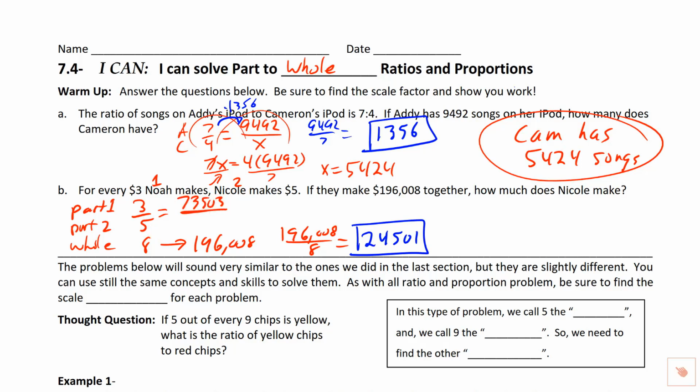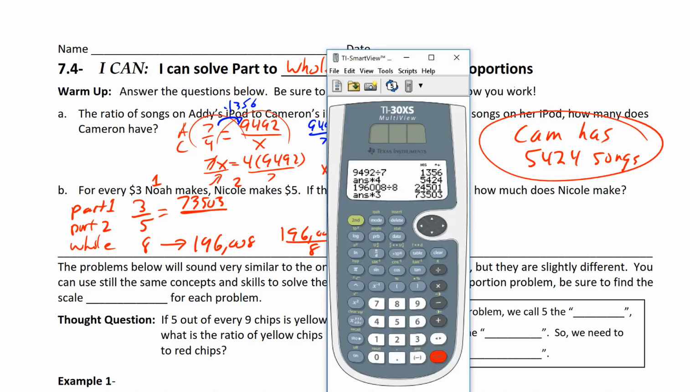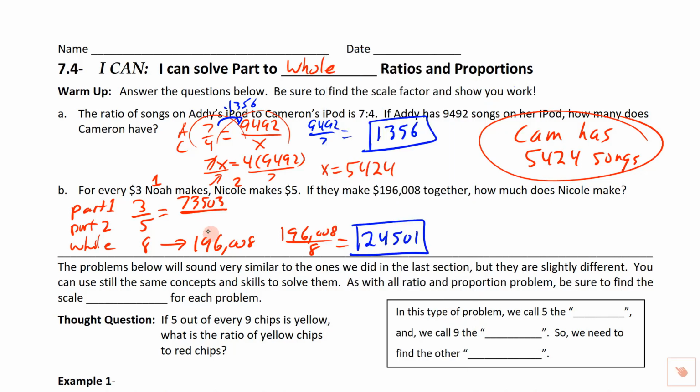And let's multiply 5 by that number. So we're going to do 5 times 24,501, and we end up with 122,505. So it says, how much does Nicole make? Well, this represents, that's number 2. That represents Nicole right there. So Nicole makes $122,505. That's pretty cool. I would like to make that much.